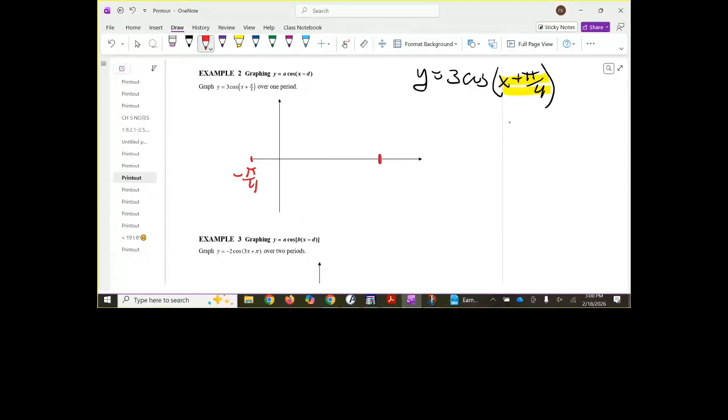So my period is still 2 pi, okay? And sometimes you'll ask me, Omar, how do I know my period is 2 pi? There's nothing in front of those parentheses. That means the number in front of those parentheses is really 1. So I'm just taking 2 pi divided by 1, which is still 2 pi, okay? So y'all, I'm going to take 2 pi over 1 and I'm going to add or subtract pi over 4.